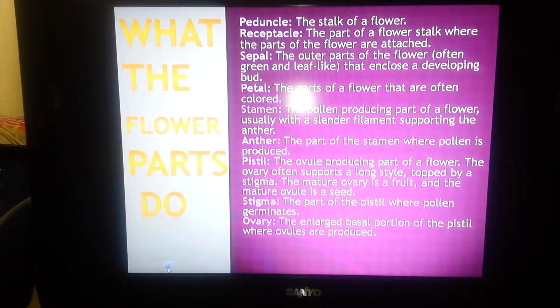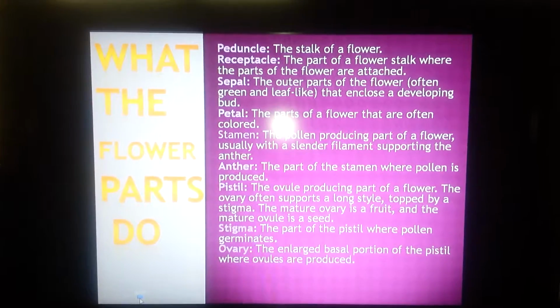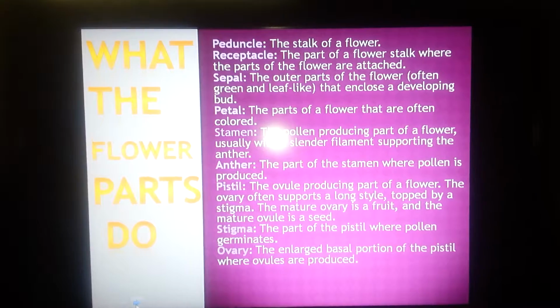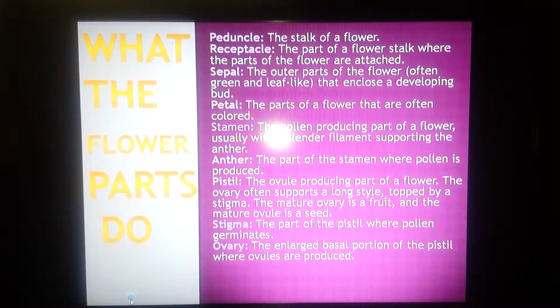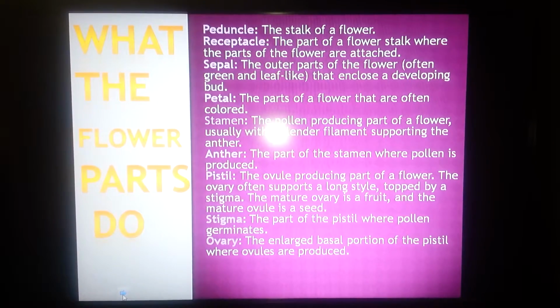Stamen, the pollen-producing part of a flower, usually with a slender filament supporting the anther. Anther, the part of the stamen where pollen is produced. Pistil, the ovule-producing part of a flower.